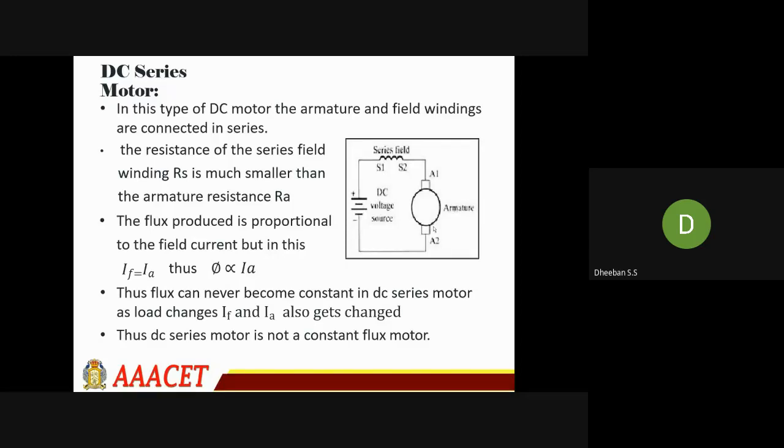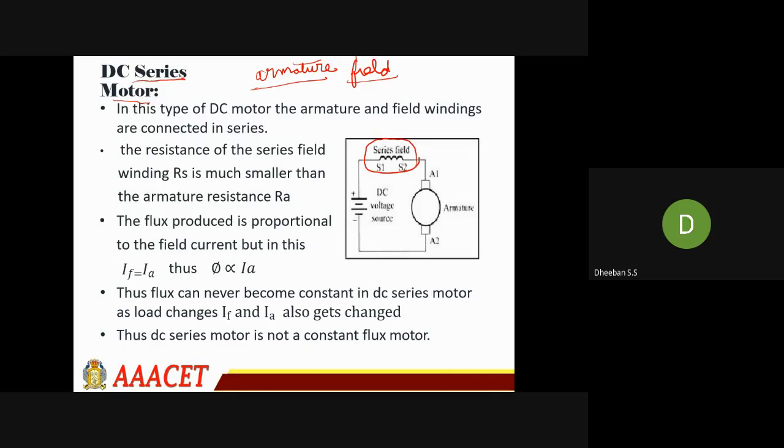So greetings students, we will be next moving to your DC series motor. So as I said, the classification of your DC motors will be based upon your armature winding and your field winding. Here in your series motor, your field winding will be connected in series to that of your armature winding.